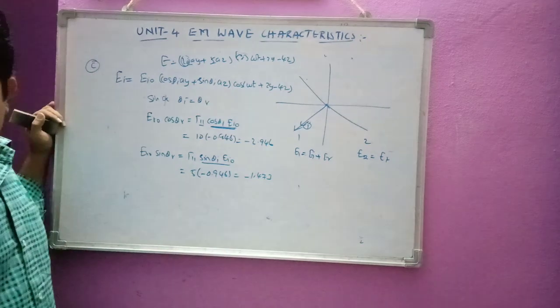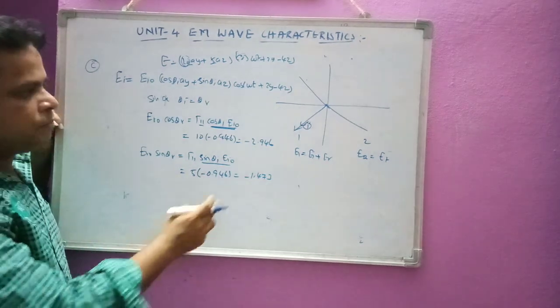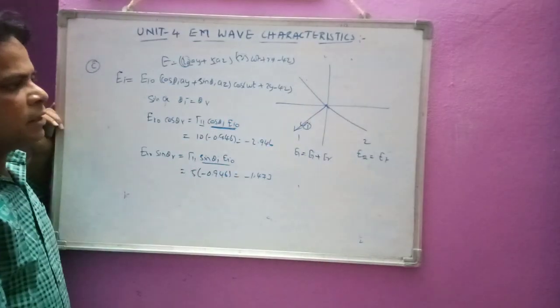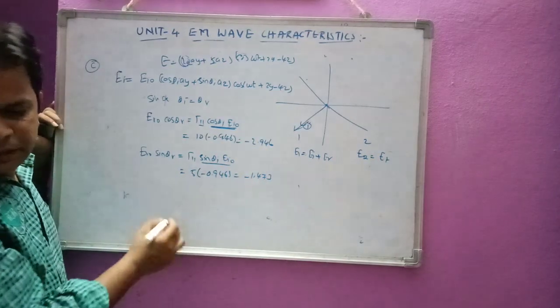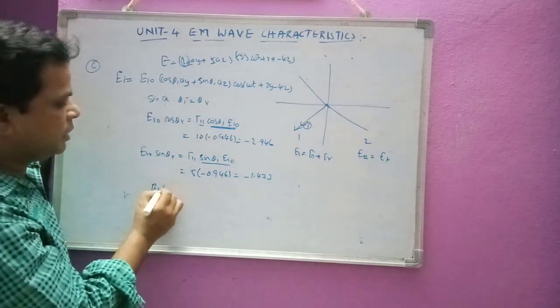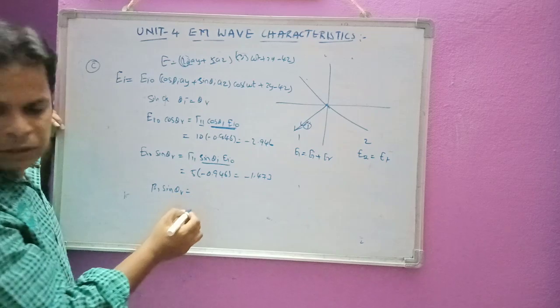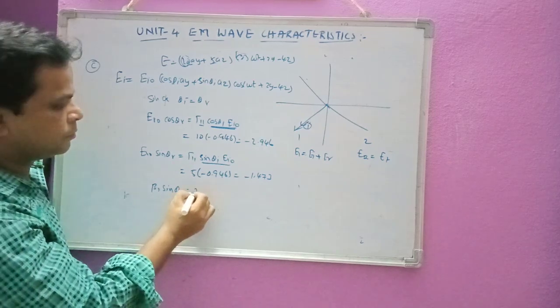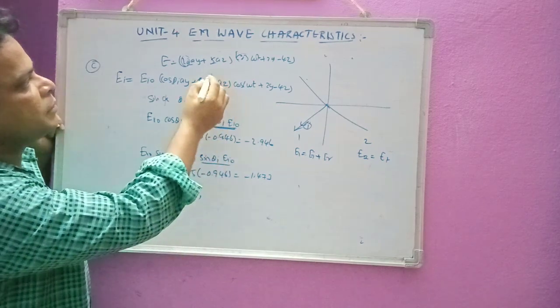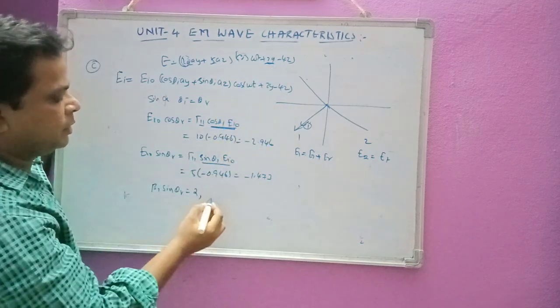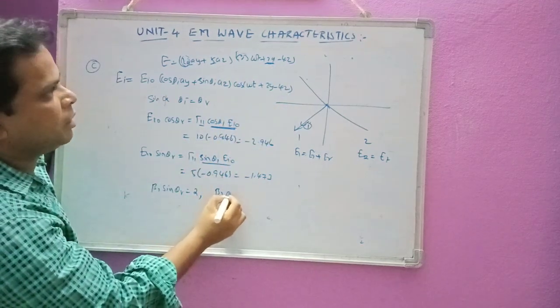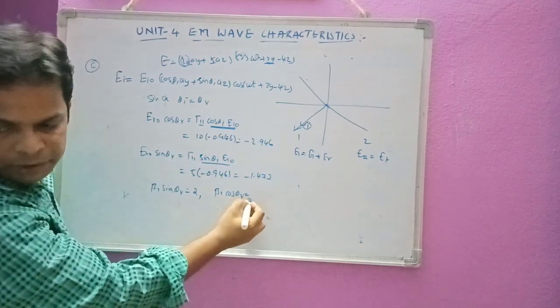So we have got the values here, and similarly from this triangle we can get beta 1 sin theta r is equal to 2, and beta 1 cos theta r is equal to 4.